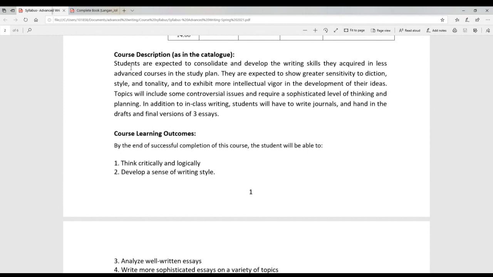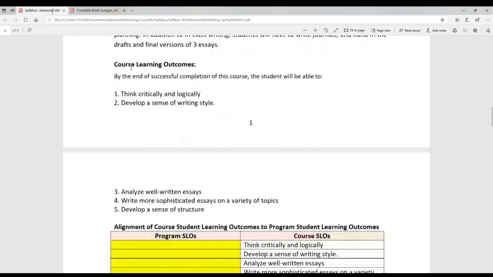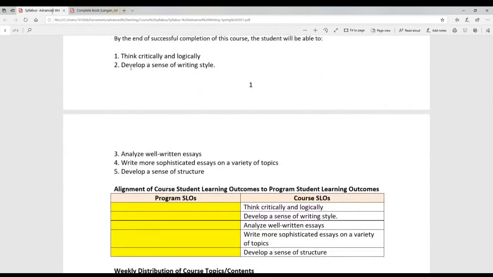Now, the outcome of the course: by the end of the course, inshallah, you as students will be able to think critically and logically, develop a sense of writing style, analyze well-written essays, write more sophisticated essays on a variety of topics, and develop a sense of structure. Step by step, inshallah, you will acquire these steps. But you have to work hard during this course.